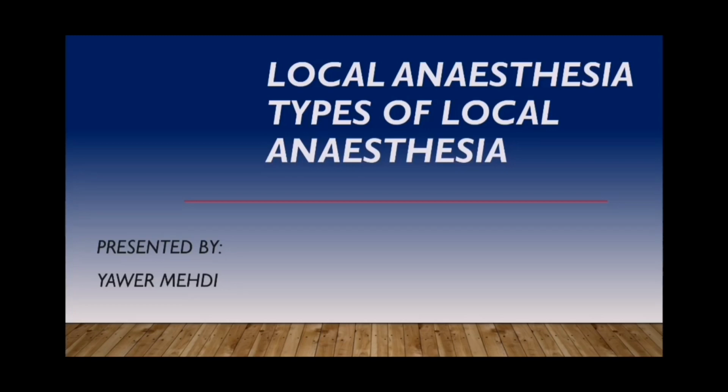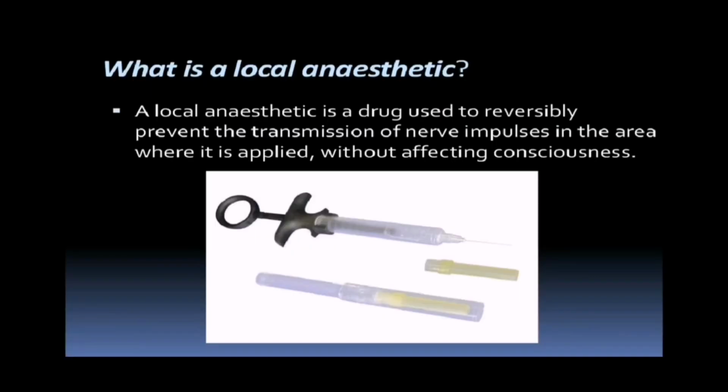Hello friends, today we will discuss local anesthesia, the types of local anesthesia. First of all, we will discuss what local anesthetics are. A local anesthetic is a drug used to reversibly prevent the transmission of the nerve impulse in the area where it is applied, without affecting the consciousness of the patient.